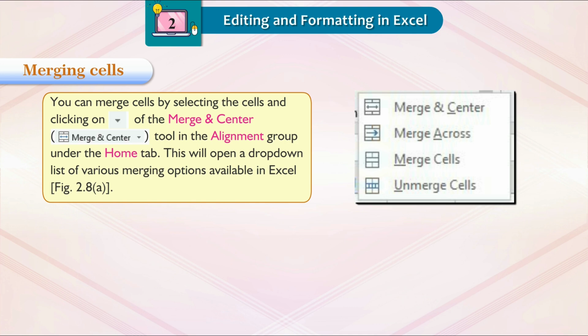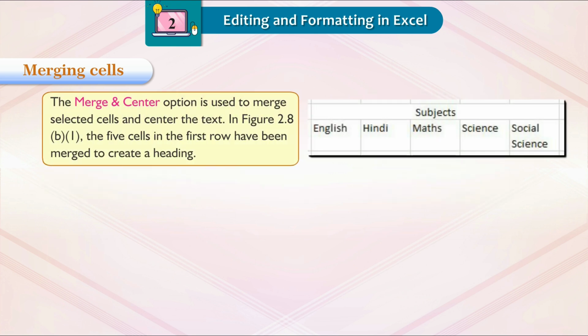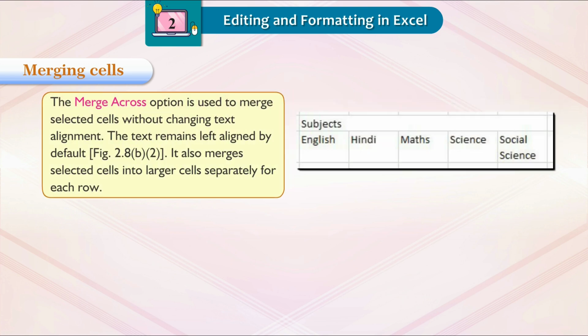Refer to figure 2.8a. The Merge and Center option is used to merge selected cells and center the text. In figure 2.8b1, the 5 cells in the first row have been merged to create a heading. The Merge Across option is used to merge selected cells without changing text alignment. The text remains left aligned by default.